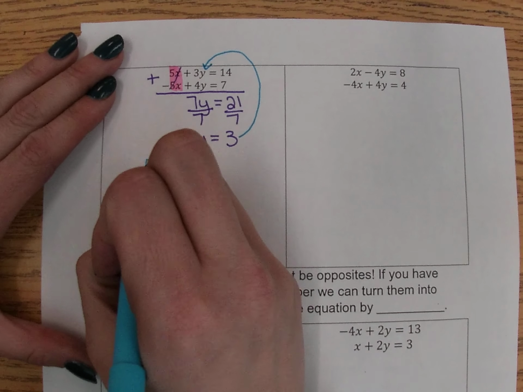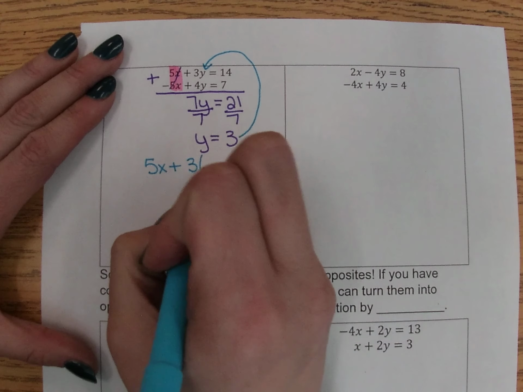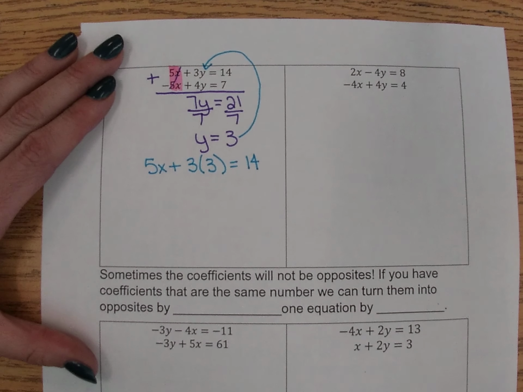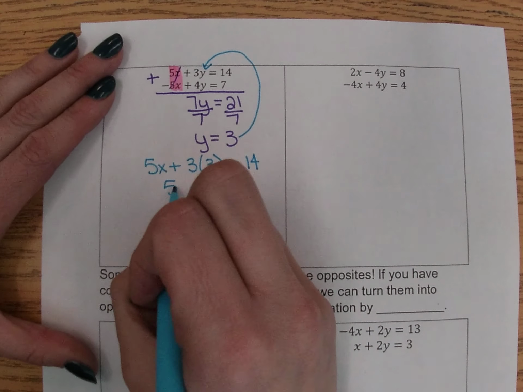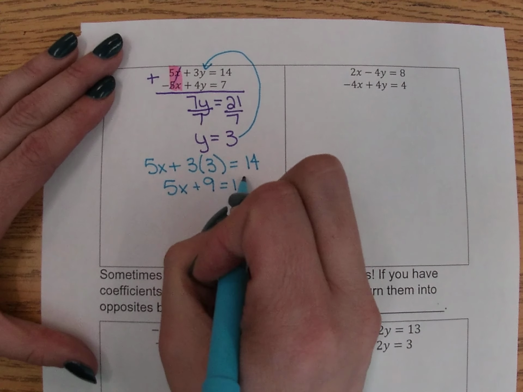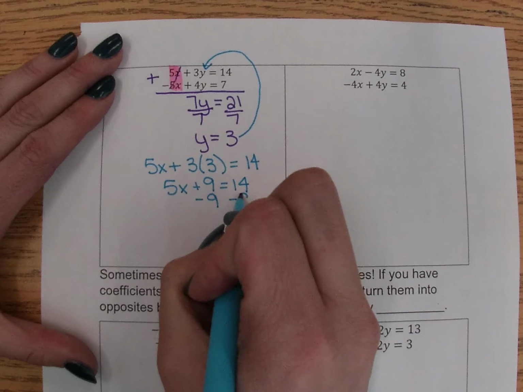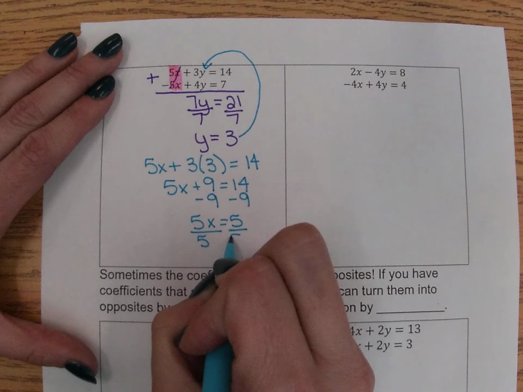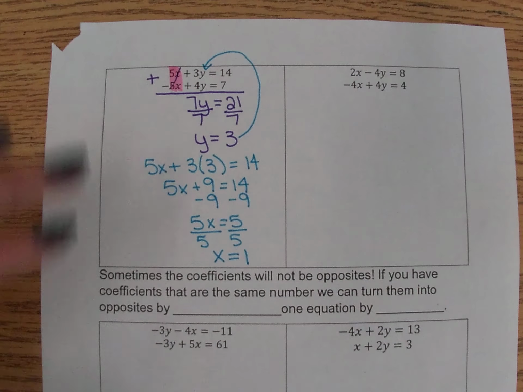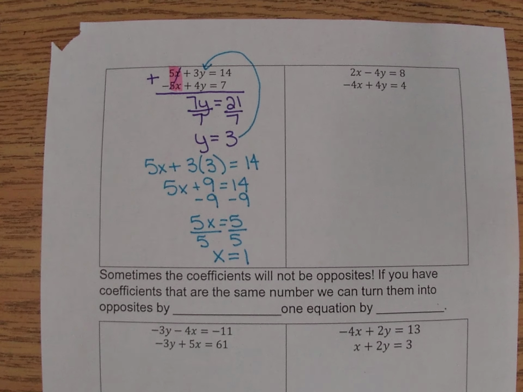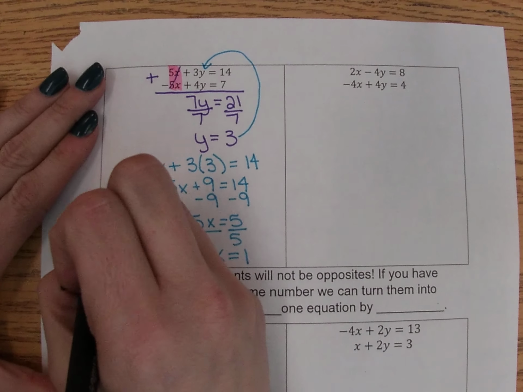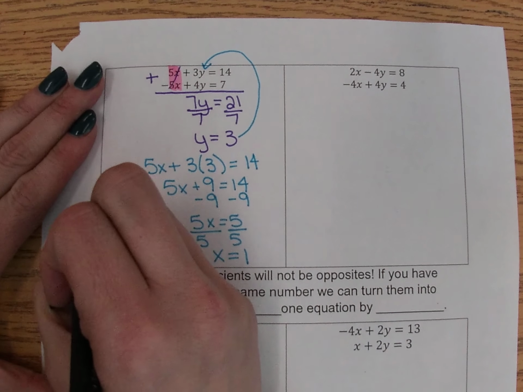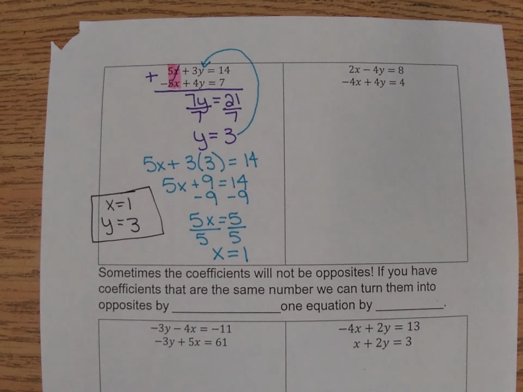So I'm going to say 5x plus 3 times, now instead of y, I'm putting in 3, so 3 times 3 equals 14. So 5x plus 9 equals 14. I'll undo addition with subtraction and undo multiplication with division. So that tells me x equals 1. And again, you can write your answer either way, but just for sake of reminding us that either way is okay, this one I'm going to write as x equals 1 and y equals 3.